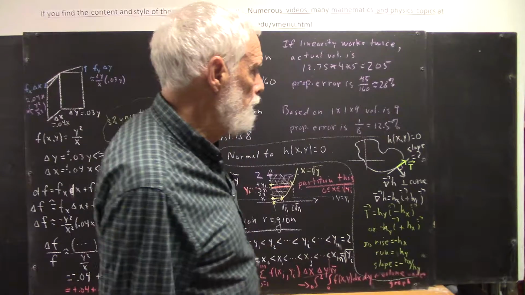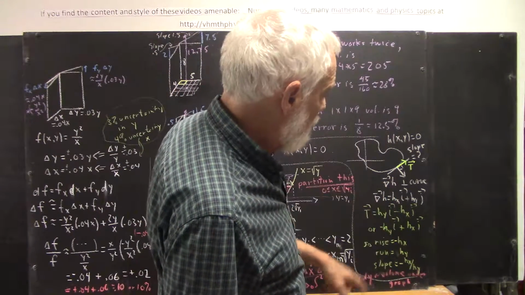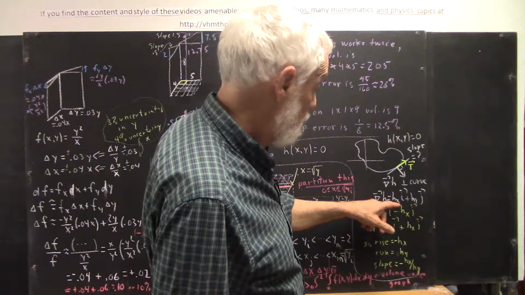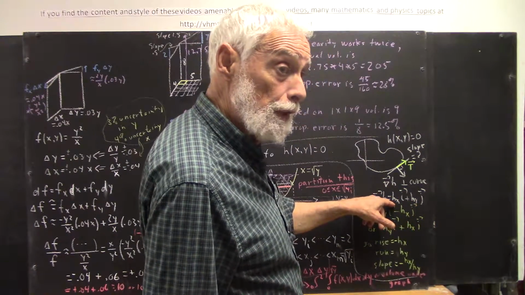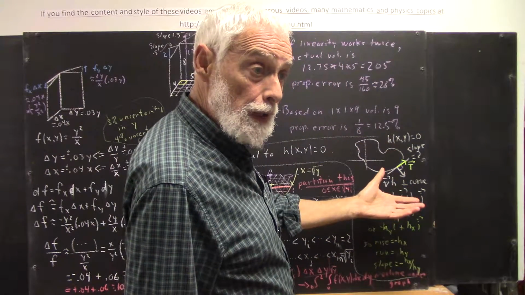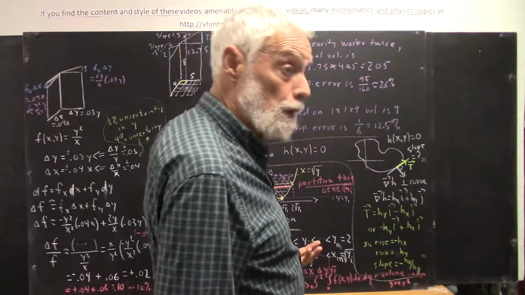Now, what does slope have to do with any of this? Well, the slope of the del h vector is what? It's the y component divided by the x component. h_y divided by h_x. That's the slope of this thing. What's the negative reciprocal of that slope? Well, it's negative h_x over h_y, and that's why your formula works.